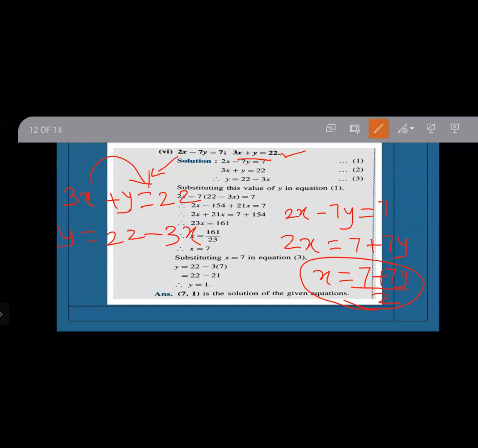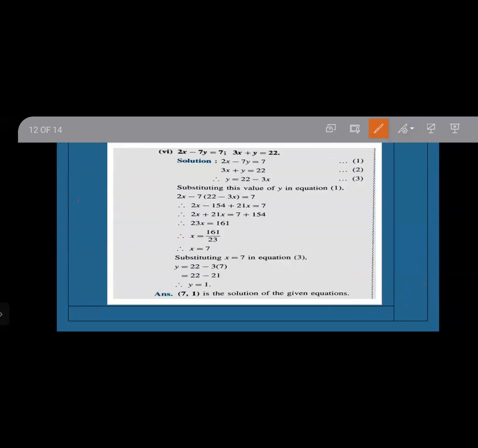So when it comes to the fraction, it will be a little bit complicated. Okay, so to avoid that complication, go for the lowest coefficient equation. So here y equals 22 minus 3x. Now this equation you got from equation number 2. So you should not substitute this value in equation 2, you have to substitute it in equation 1.